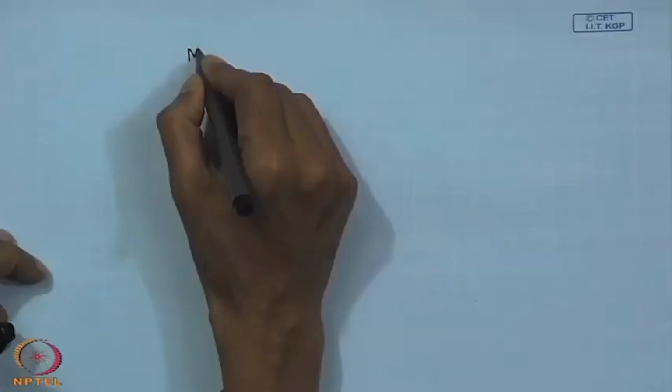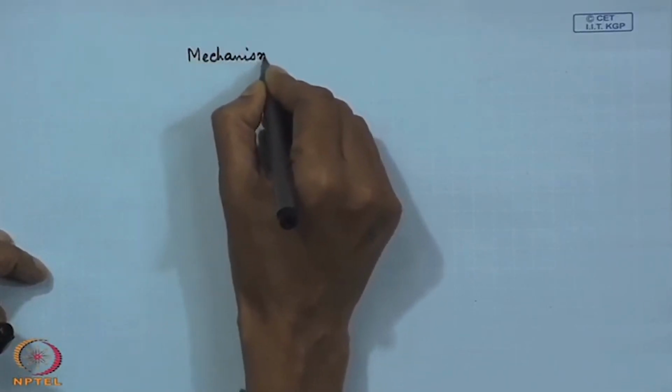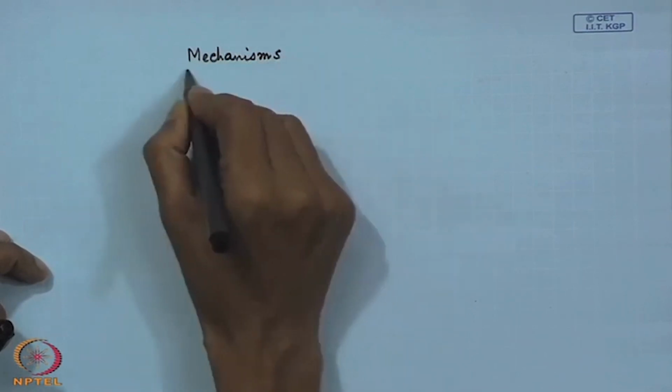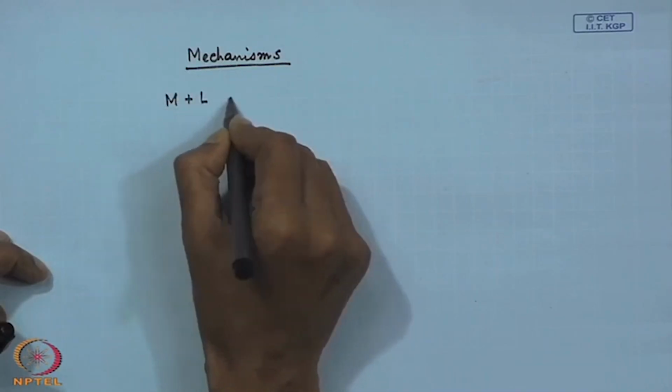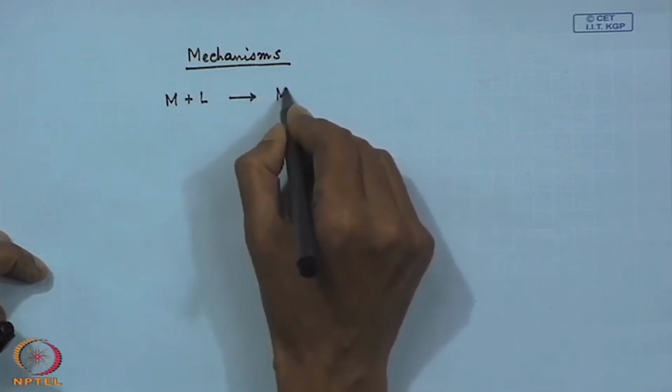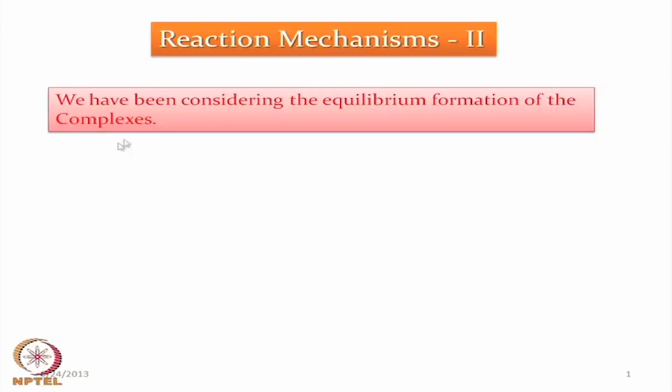Good evening, everybody. So today we'll just talk about the mechanisms where we can see how a particular complex formation reaction takes place with the formation of at least one metal-ligand bond. So the second part of these reaction mechanisms will be considering the equilibrium formation of the complexes.